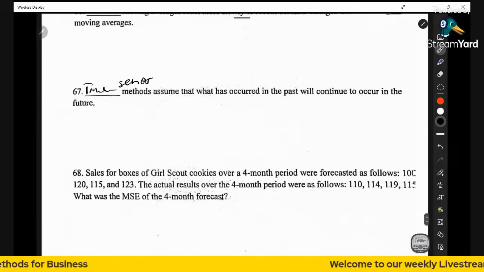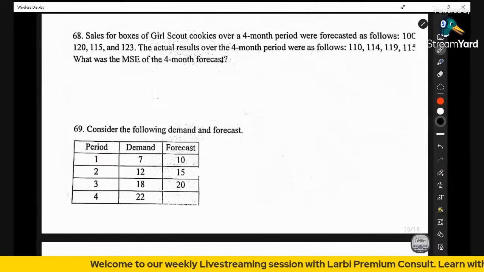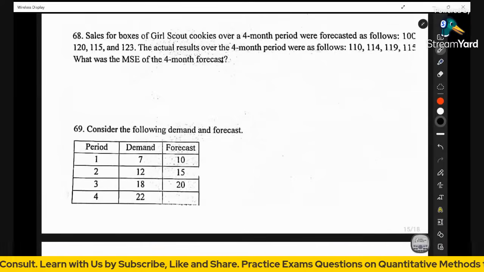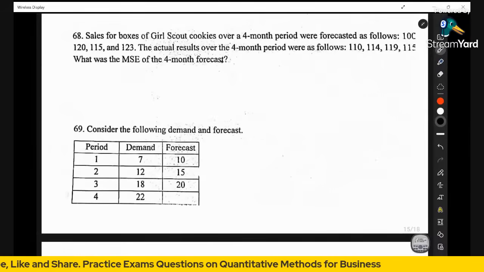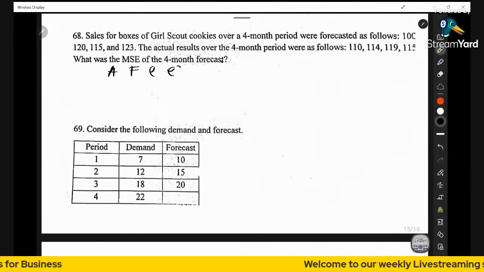So here's also time series. Sales for boxes of Girl Scout cookies over 4 months were forecasted as follows: 100, 120, 115, and then 123. And we also have the actuals. So we're asked to calculate the mean square error for the 4 months. For the mean square error, we need to find the errors, right? So we have the actual, the forecast, the error, then the error square.